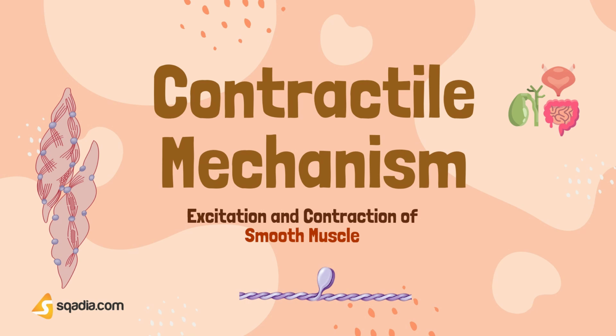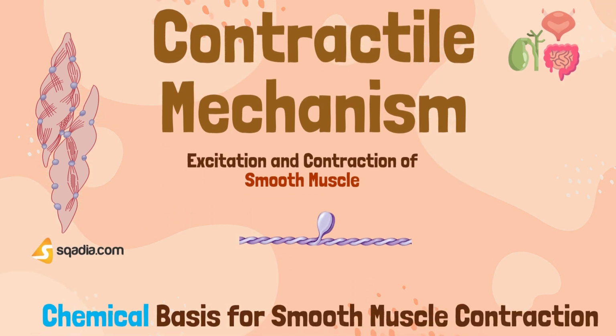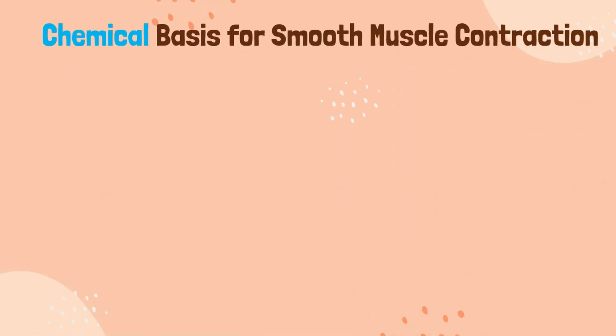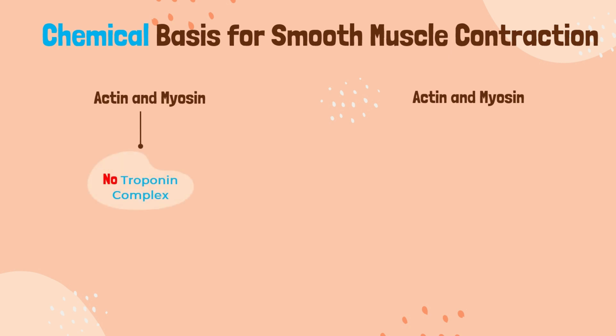In this section, we will talk about the contractile mechanism in smooth muscles. First, we will discuss the chemical basis for smooth muscle. Smooth muscle contains both actin and myosin filaments, having chemical characteristics similar to those of the actin and myosin filaments in skeletal muscle. It does not contain the troponin complex that is required for the control of skeletal muscle contraction, and thus the mechanism for controlling contraction is different. This topic is discussed in more detail later in this video.